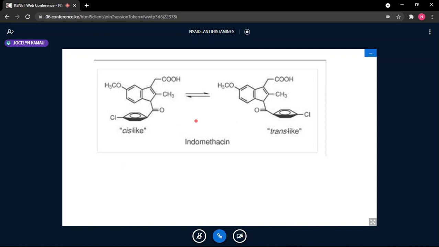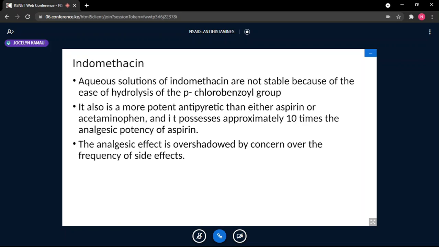So this is what we are looking at. Because of this double bond here, it allows us to have the cis-like and the trans-like. And this cis-like structure for indomethacin is what is required for activity. Aqueous solutions of indomethacin are not stable because of the ease of hydrolysis of the parachlorobenzoyl group, so it is readily hydrolyzed and removed, because you are left with the amine.